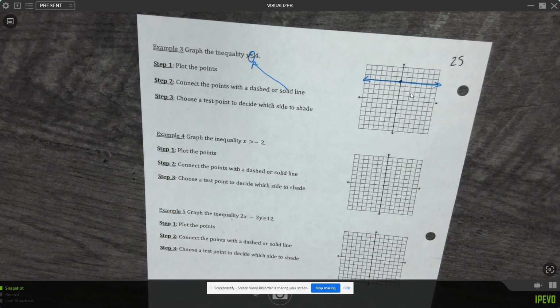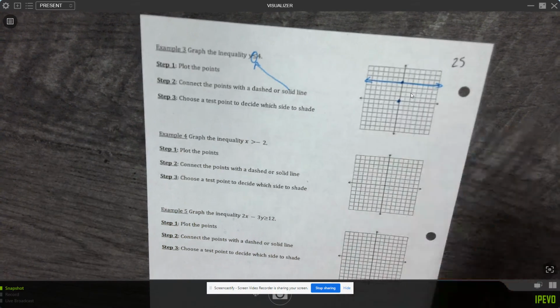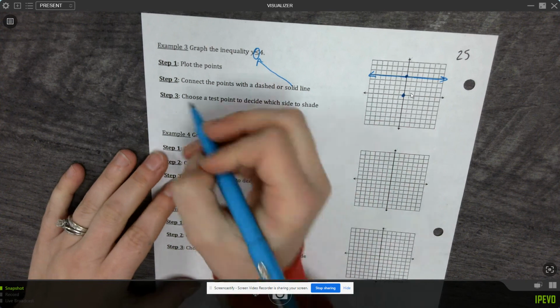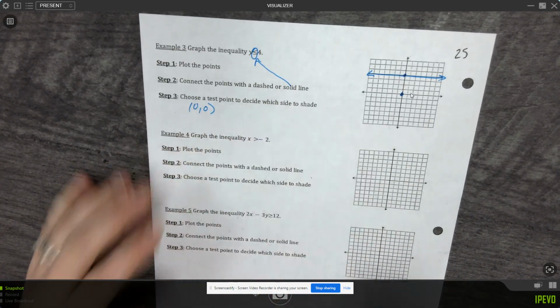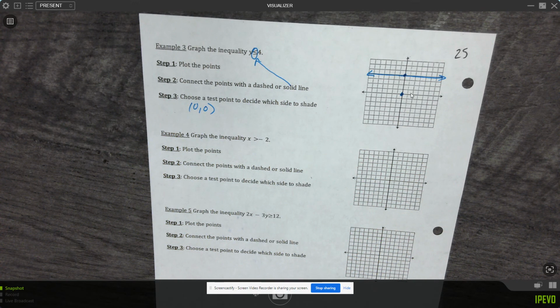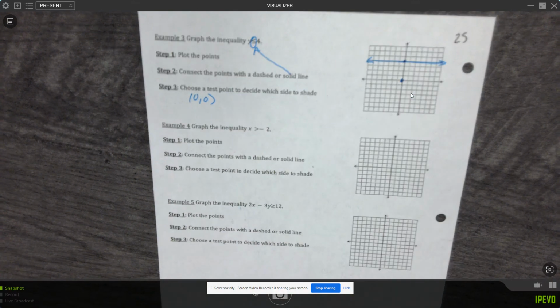Now we're down to our test point. I'm going to use 0, 0. I like 0, 0. 0, 0 is really easy to use most of the time. You can only use it sometimes because sometimes 0, 0 is on your line, or sometimes 0, 0 is really close and you're not sure if it's on your line. So I use it in those cases. But this one, it's definitely not on that line.